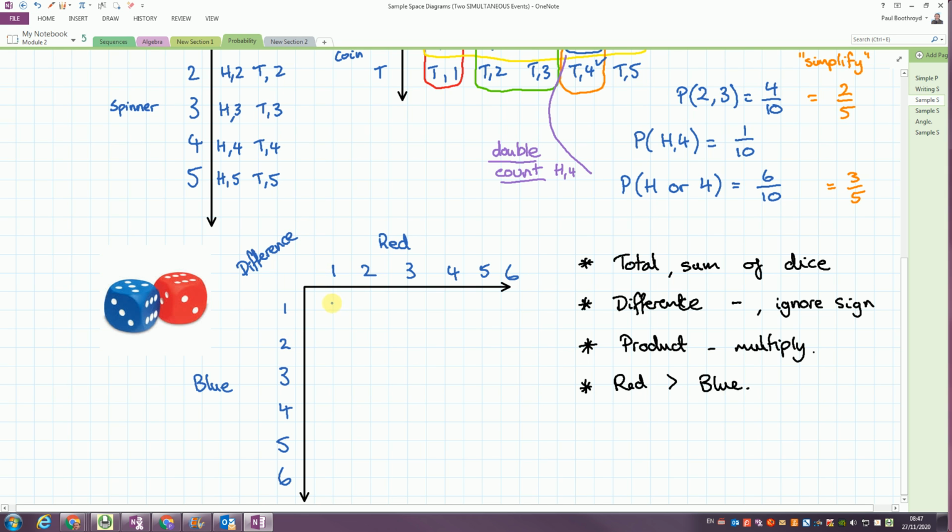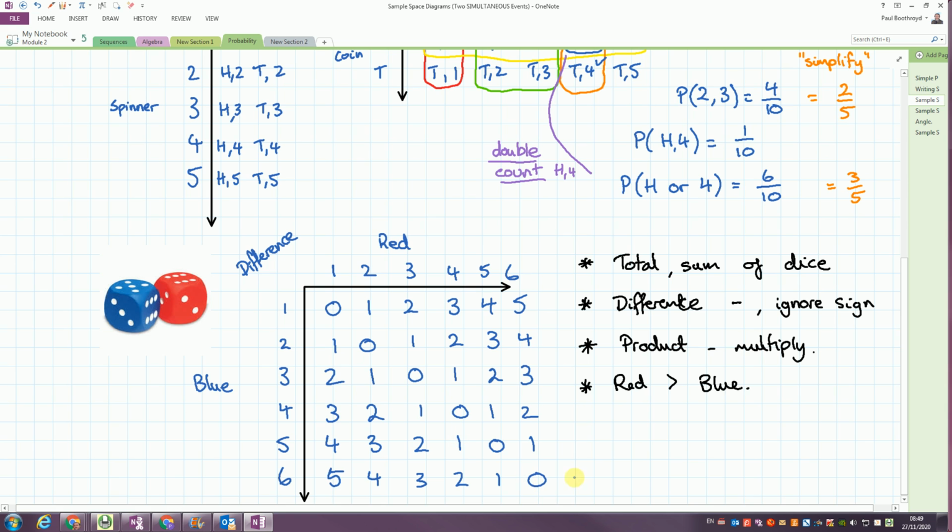So the difference between 1 and 1, nothing. Difference between 1 and 2, 1. 1 and 3, 2. Difference between 1 and 4 is 3, 4, 5. And keep going. So difference between 2 and 1, ignore the sign. It's still 1. Difference between 2 and 2, nothing. 2 and 3, 1. 2 and 4, 2. 2 and 5, 3. Difference between 2 and 6 is 4. It doesn't matter which way round you do the subtraction, you just want a positive number answer. Okay? So coming down.